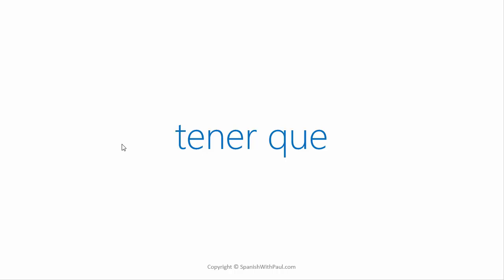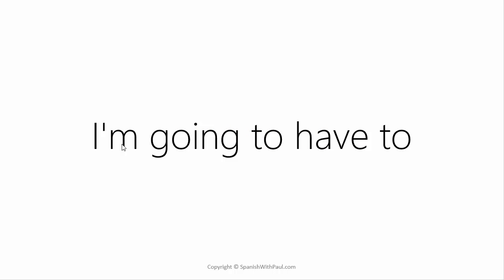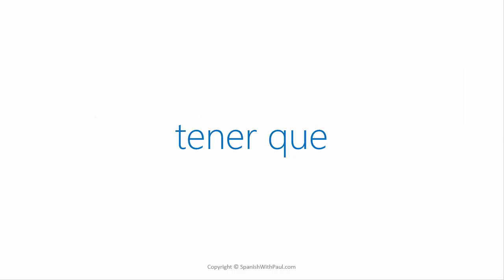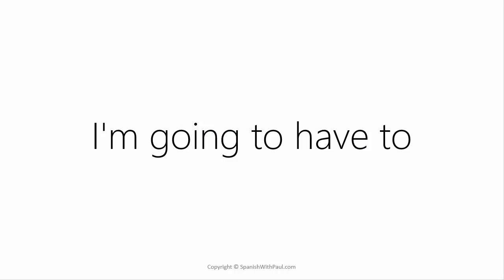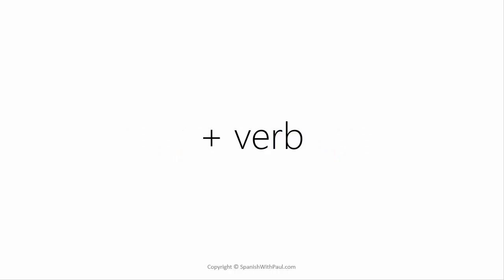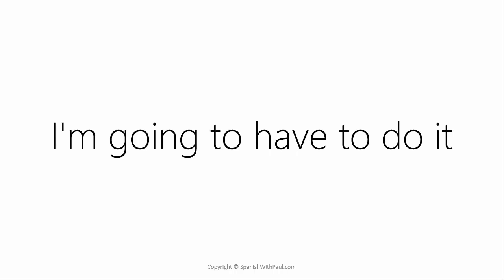For example, to say something like, I'm going to have to, well, first of all, we have I'm going, which would be voy a, and then to have to, we use the full verb tener que, because tener que is to have to. So I'm going to have to would be voy a tener que. I'm going to have to. And then we follow that with whatever verb we would like. So how would you say, I'm going to have to do it? Just think it out step by step, slowly.